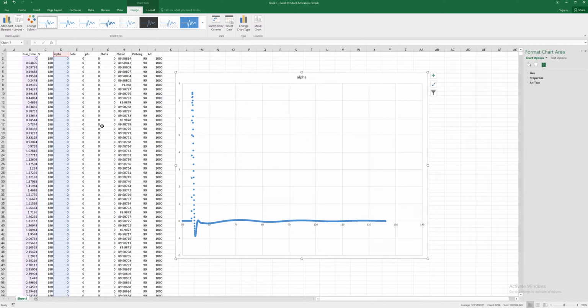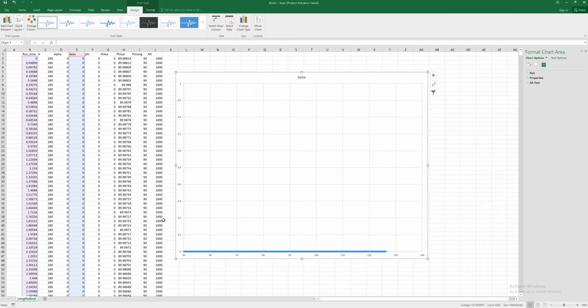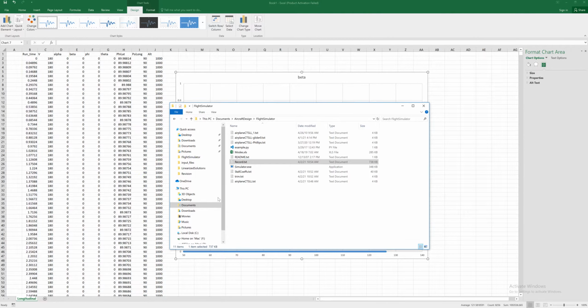I'm just going to label this sheet here, longitudinal. And if we were to plot any of the lateral things, so for example, beta was exactly 0 through this whole time. So exciting the longitudinal modes did not excite lateral modes. And that's because we're dealing with a perfectly symmetric aircraft here. And so, if we do longitudinal input, we get longitudinal output. And it's really a two-dimensional problem. So now let's go back and look at some lateral input to this simulator.